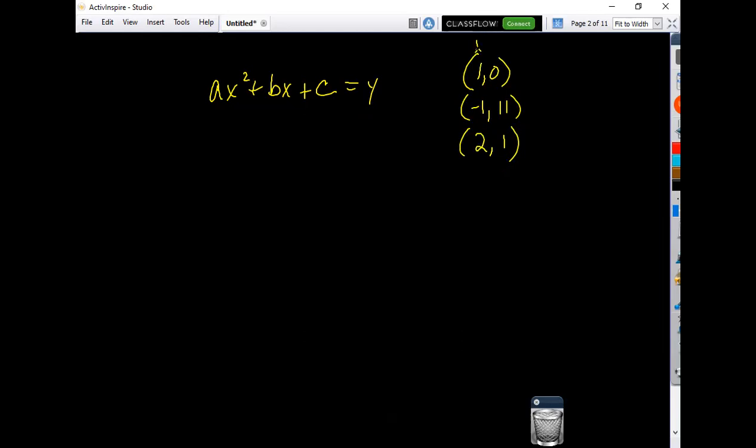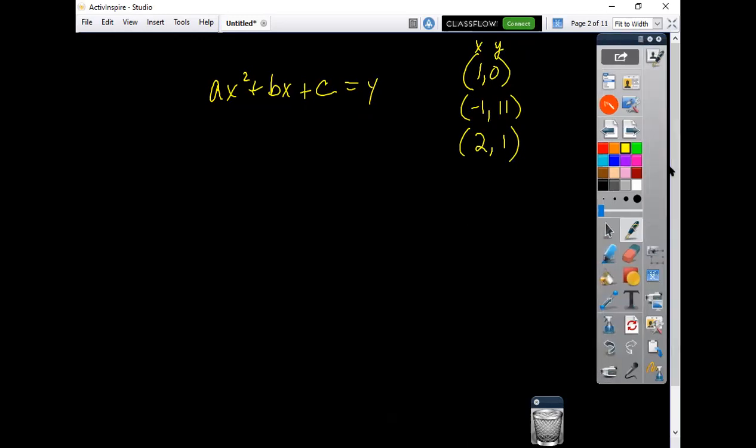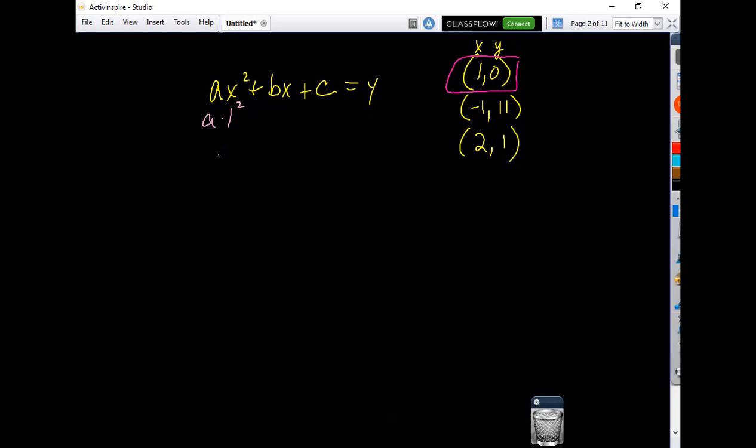The first number is the x, right? And the second number is the y. So if you take this first point, the x being 1, 1 squared times a, is that just a? And the next one, b times 1, because x is 1, so that's b. And the third one is c, and we just have c, and then equals y, and the y value that corresponded to all those was 0.